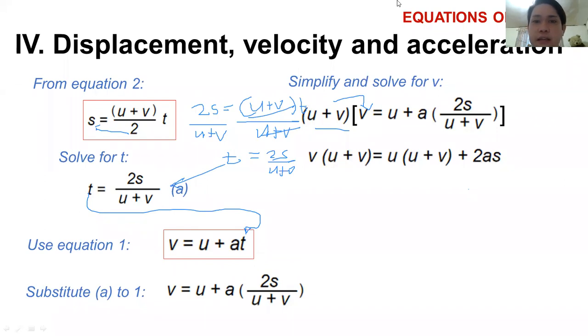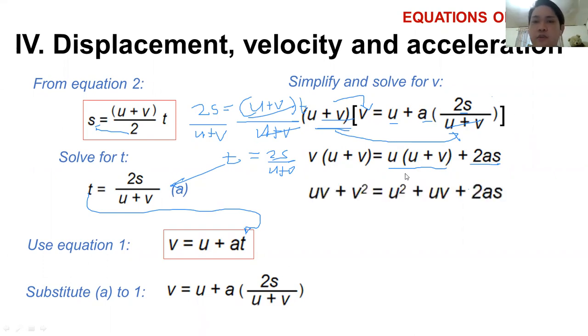And then U plus V, multiply it by U, that gives you U times U plus V. Distribute U plus V in here. You can cancel it out. And what will remain is A times 2S, which is 2AS. And what's next? We can continue simplifying to solve for your V. So to solve for your V, then we will simplify, multiply.